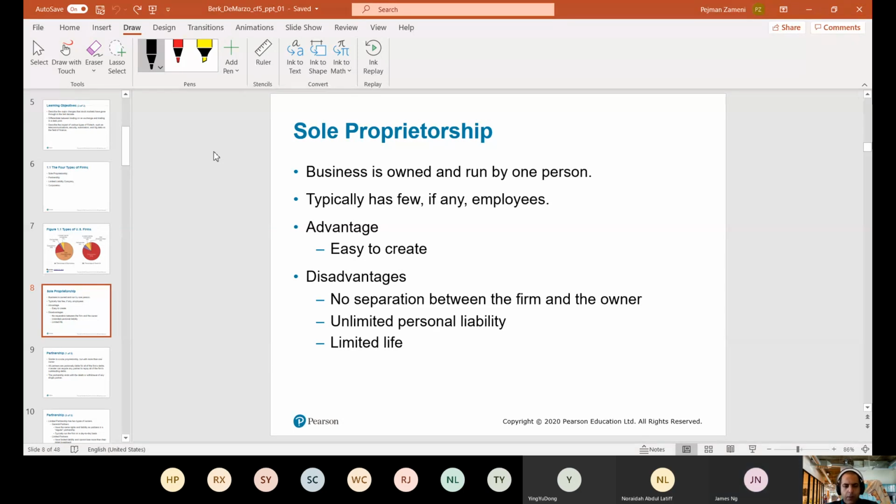Disadvantages: no separation between the firm and the owner. See, this is one of the biggest differences between the sole proprietorship and the corporation that we're going to see later. Unlimited personal liability is also important. It means that in terms of bankruptcy, even your personal assets would be in trouble. They can confiscate that. And it has a limited life. It means that if the owner passes away, then the life of this firm will finish.